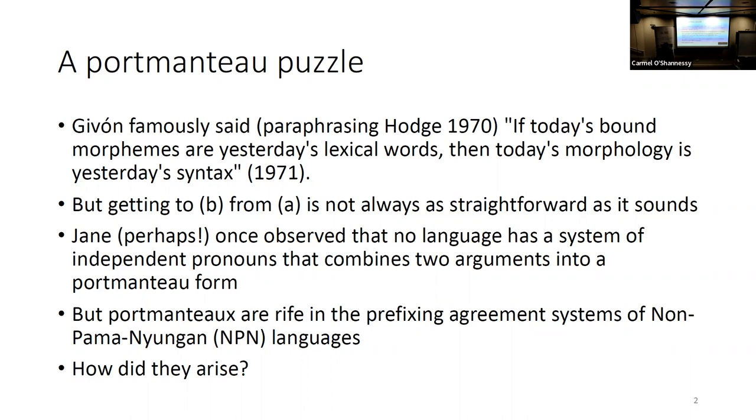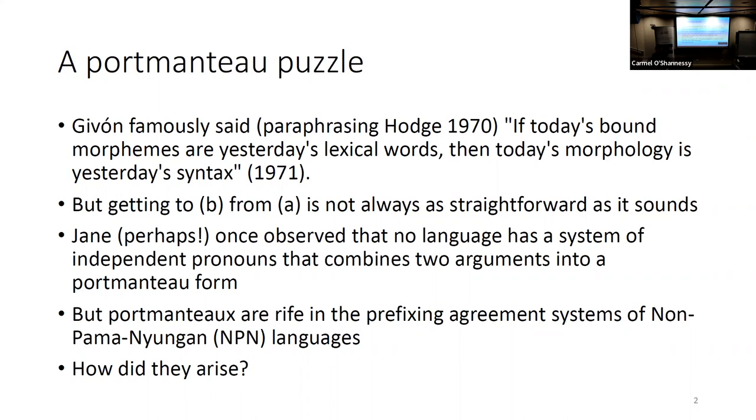The problem is getting from one point to the other doesn't always turn out to be particularly easy to explain. And so one thing that Jane maybe observed once, we can't actually remember each of us, is that there don't seem to be any languages that have a system of independent pronouns that combine two arguments into a portmanteau form. Although Warrwa, one of the languages that Jane worked on extensively, has something like that. Portmanteaus of that kind are rife in the prefixing agreement systems of Non-Pama-Nyungan languages in Northern Australia. They're the typical expression in particular parts of the paradigm of a combination of two arguments. We'll talk about that. And the question is, how do we get those?